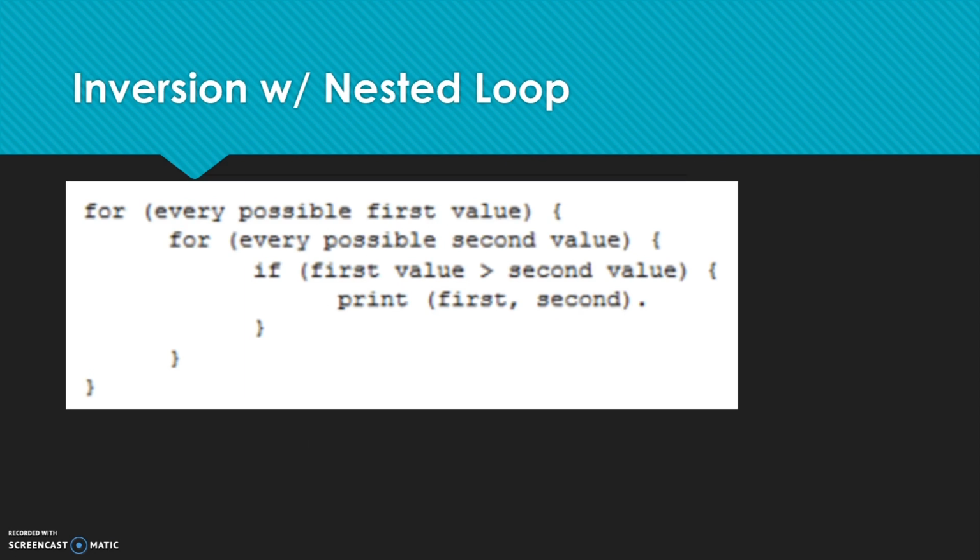So now here's the pseudocode for the inversion. Surprise, surprise, we're using nested loops, so 2 loops inside of each other. The outer loop says for every possible first value and for every possible second value, if the first value is greater than the second value, then bam, you have an inversion. And now, if we want to implement that in Java, here's how we would do it.